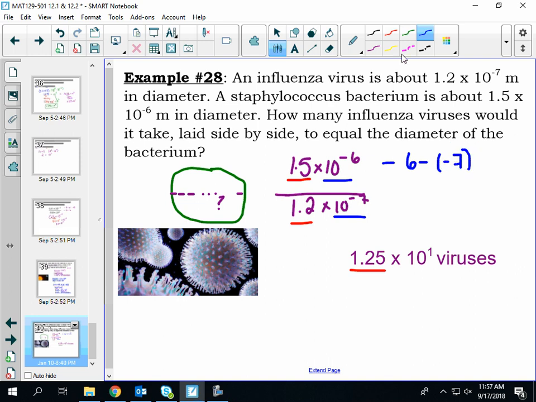When we have a negative minus a negative, we do same, change, change. And that negative 6 plus positive 7 gives us that power of 1. So we can say that we have 1.25 times 10 to the first power viruses, because they were asking us how many viruses. But notice they don't ask us for our answer in scientific notation. So if we're trying to answer in decimal notation, that power of 1 is telling us move that decimal point to the right 1. So we'll actually have 12.5 viruses.